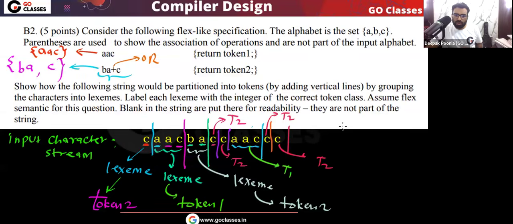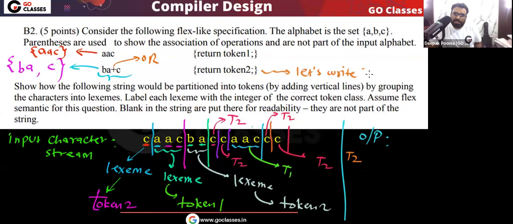What will be the output token stream? So let me know what will be the output. The output will be, you can see, first we are generating token 2. For convenience I am writing this as T2, so that I don't have to write the full spelling. And for convenience, let's assume this is token 1.